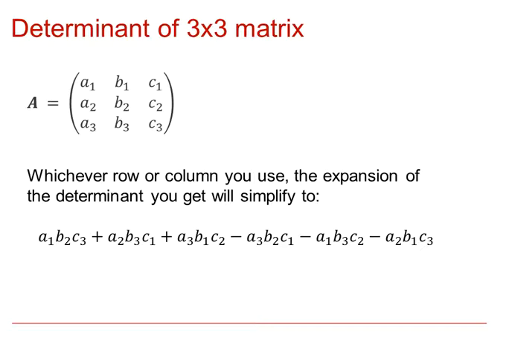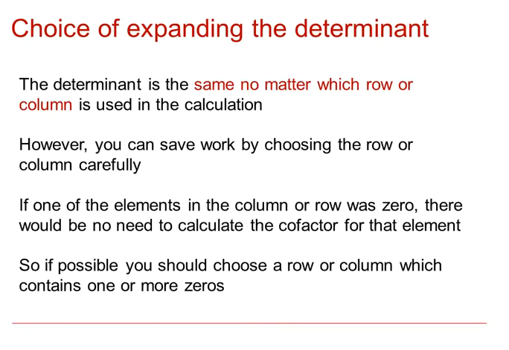So to reiterate, whichever row or column you use, the expansion of a determinant will simplify to the following expression. The determinant is the same no matter which row or column is used in the calculation. However, you can save work by choosing the row or column carefully. For example, if one of the elements in the column or row was 0, there would be no need to calculate the cofactor for that element. So, if possible, you should choose a row or column which contains one or more zeros to save yourself some time.